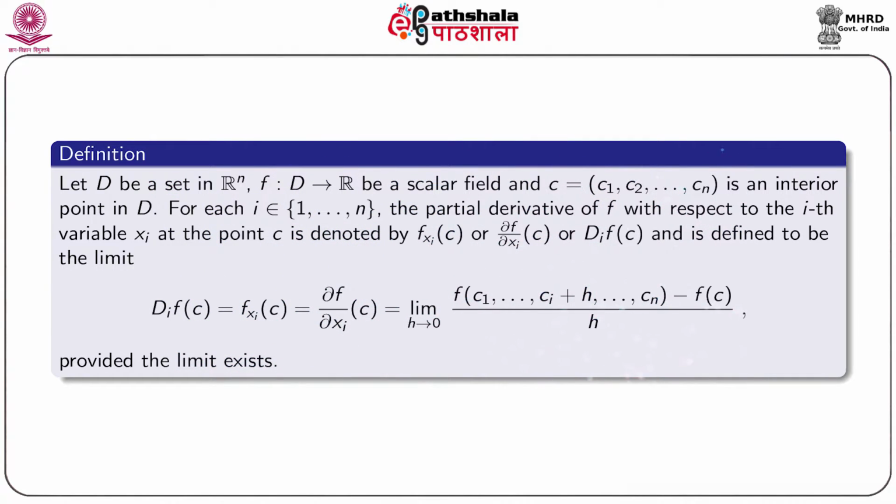So, what we do here, we keep n minus 1 variables unchanged and change only the ith variable. So, in the case of the ith variable, Ci changes to Ci plus h.